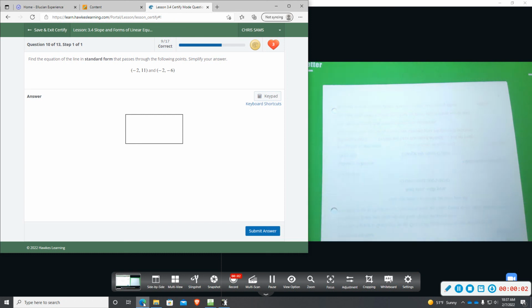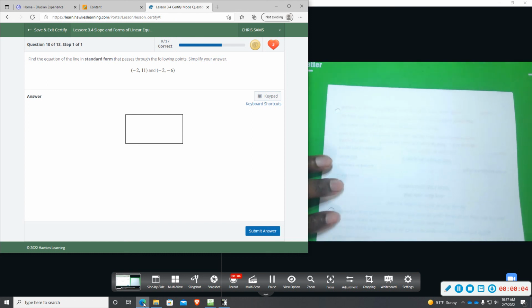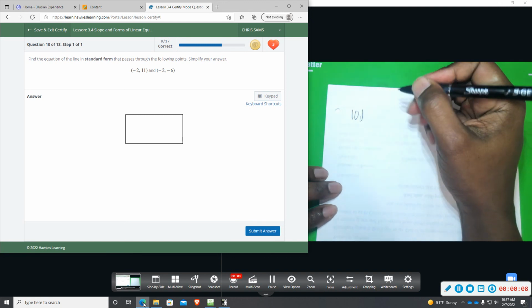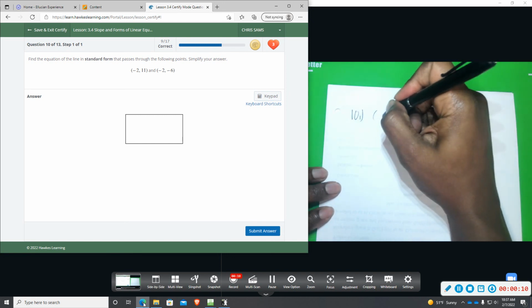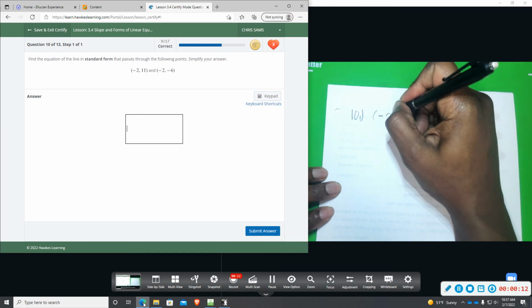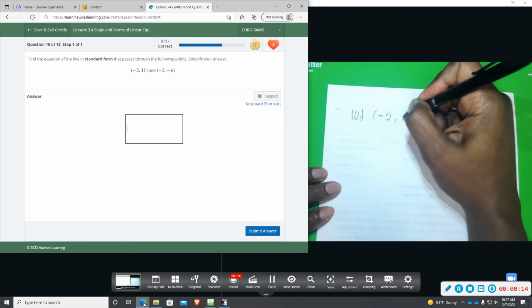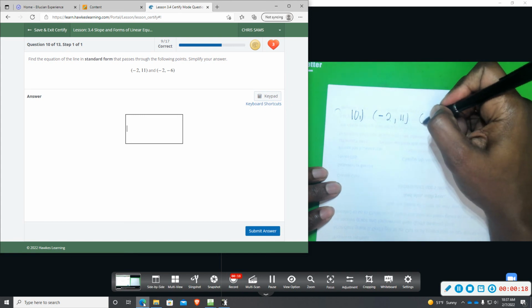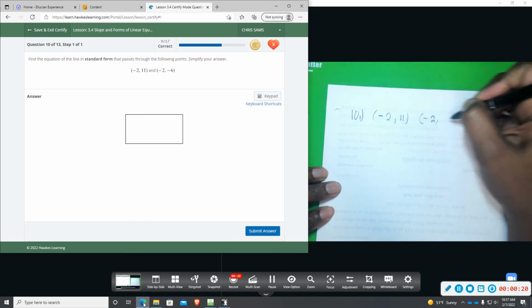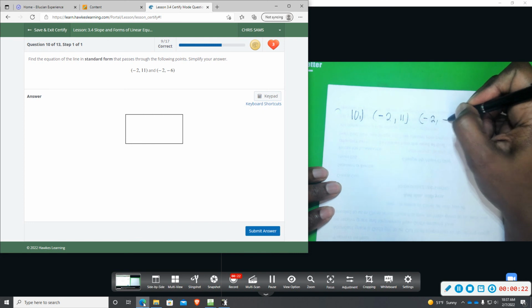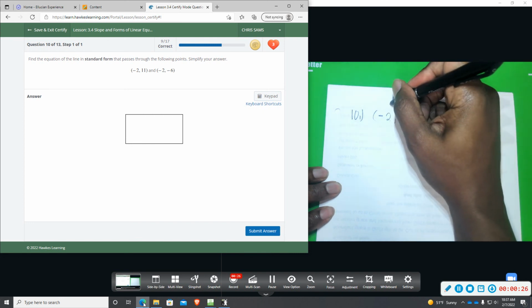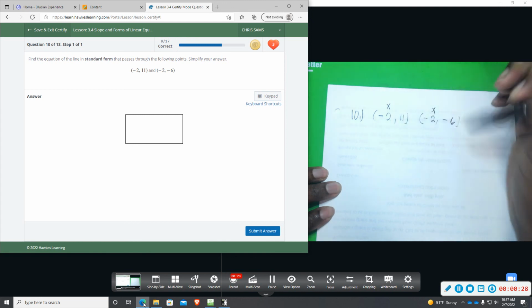All right, number 10. This time we want to write the equation in standard form. We have the ordered pair -2, 11, and then we have -2, -6. And notice that the x values are the same.